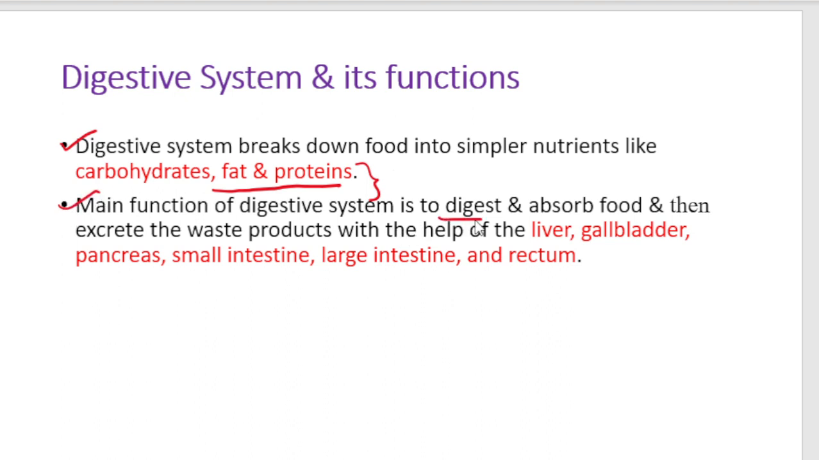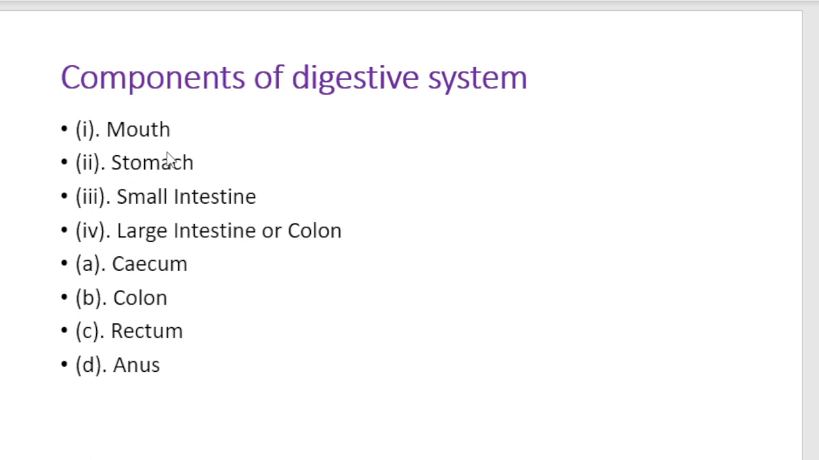What are the functions of the digestive system? It is to digest and absorb the food as well as excrete the waste product. Waste product is taken out from the body. These are the components of our digestive system. One is the mouth, through which food is taken. Another is the stomach, inside which the first digestive process takes place. The third is the small intestine. The fourth is the large intestine. The small intestine is the most important part of the digestive system. Inside the large intestine or colon, there are four small components: cecum, colon, rectum, and anus.